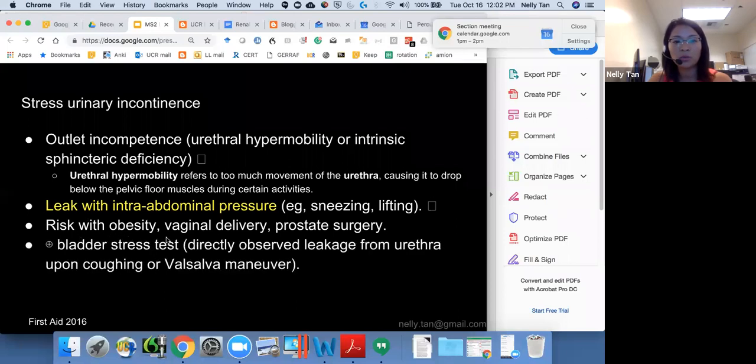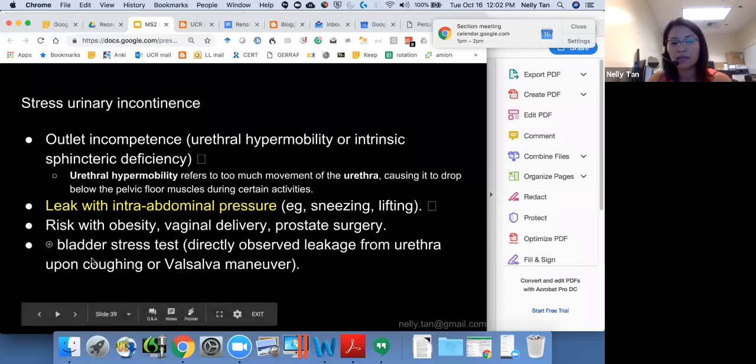Risk factors include obesity, vaginal delivery, and prostate surgery. So men who have prostate cancer can have the prostate removed, which is right next to the sphincter. So if they accidentally injure the sphincter, then the patients can have stress incontinence.